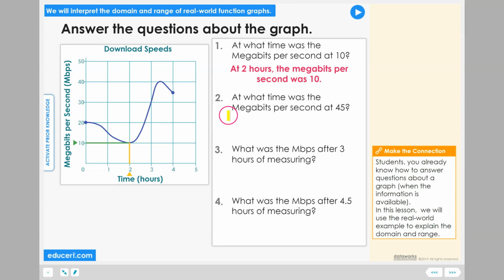Question number 2. At what time was the megabits per second at 45? Once again, we come to the megabits per second side, find 45, and track 45 to see when it crosses the graph. Here we see that the graph never crosses 45. In fact, the download speed was never higher than 40 megabits per second at any time during the measurements. So to answer this question, we would say that the megabits per second was never 45.